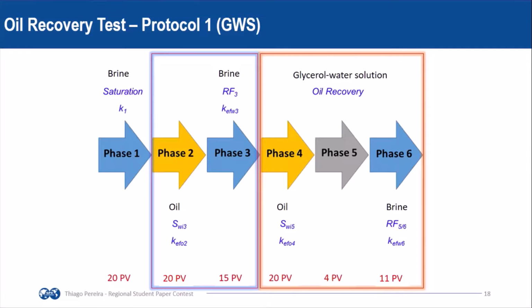After that, we injected oil again to establish a new initial condition of the reservoir and recalculate each phase saturation. Then, a slug of 4 pore volume of glycerol water solution was injected and displaced by brine. For protocol number 2, we did the same steps, but instead of using glycerol water solution, we used polymer solution.